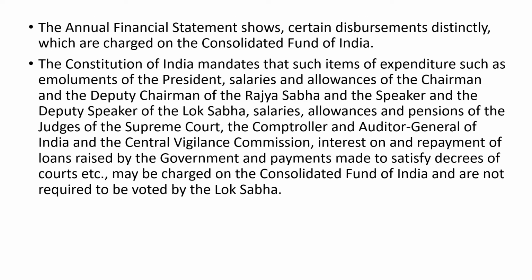The annual financial statement, as we have seen earlier, shows certain disbursements distinctly which are charged on the Consolidated Fund of India. The Government of India can mandate that such items of expenditure, such as emoluments given to the President of the country, salaries and allowances given to the Chairman and Deputy Chairman of Rajya Sabha, the Speaker of Lok Sabha, salaries, allowances, pensions, etc. to the judges of the Supreme Court, the Comptroller and Auditor General of India, the Central Vigilance Commission, interest and repayment of loans raised by the government, and payments made to satisfy courts.